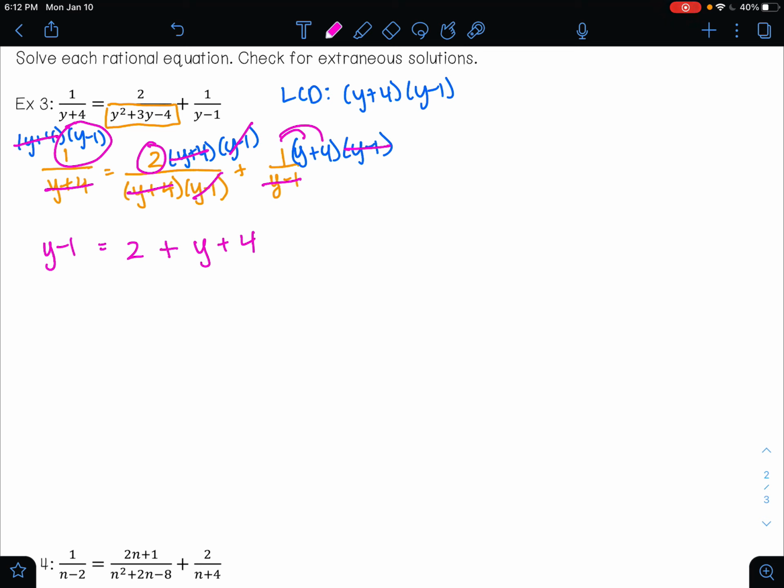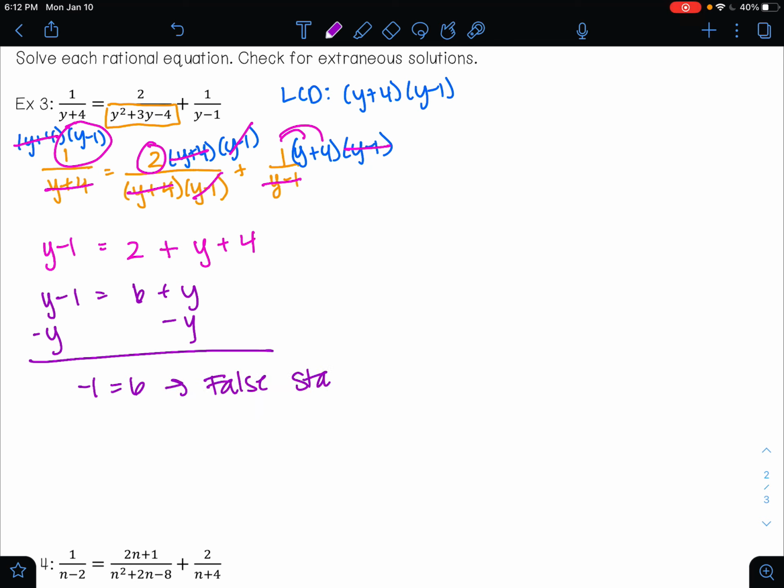Looks like my y's are going to eliminate, and when that happens, there is no solution. But let's see. If I combine like terms, I am going to have y minus 1 equals 6 plus y. If I try to get my y's on the same side, I get negative 1 is equal to 6. This is a false statement. When you get a false statement, there is no solution. Negative 1 does not equal 6.